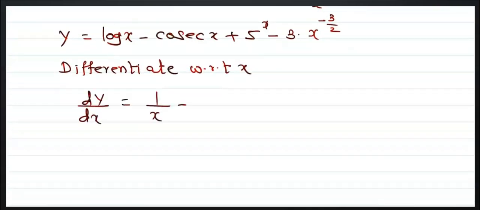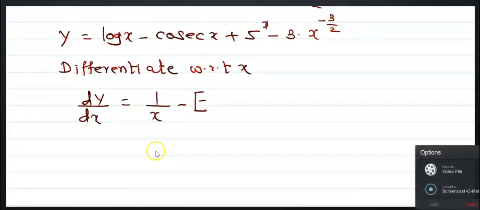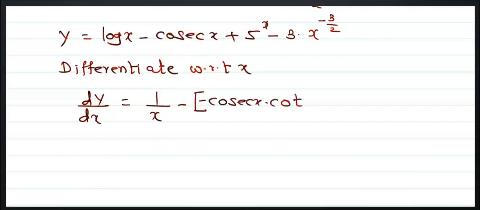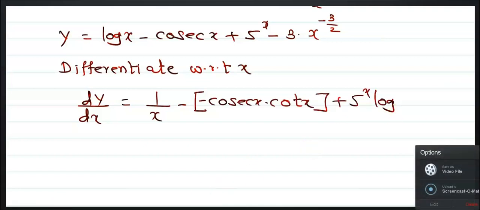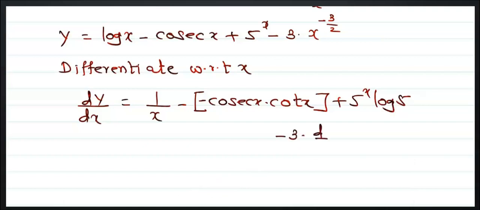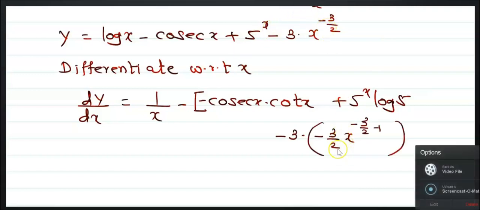dy by dx is equal to 1 upon x, derivative of log of x is 1 upon x, and the derivative of cosec x is minus cosec x into cot x. 5 raised to x, the derivative is 5 raised to x log of 5, minus d by dx of minus 3 by 2, we take minus 3 by 2 forward and subtract one from the power. x raised to minus 3 by 2 minus 1 means what? x raised to minus 5 by 2.